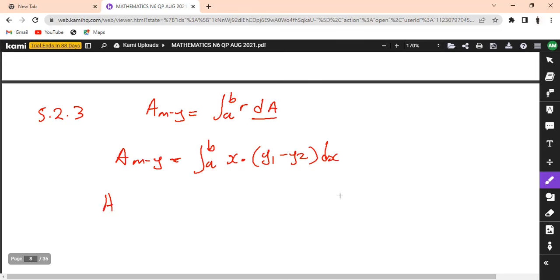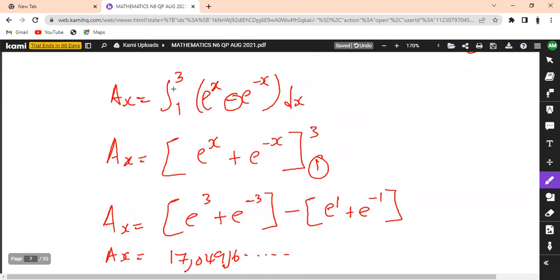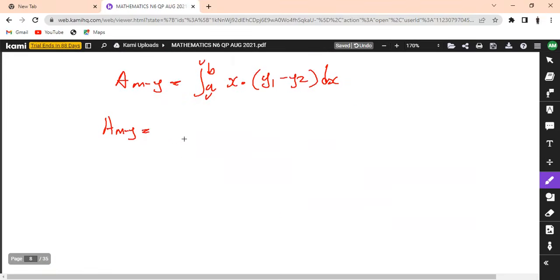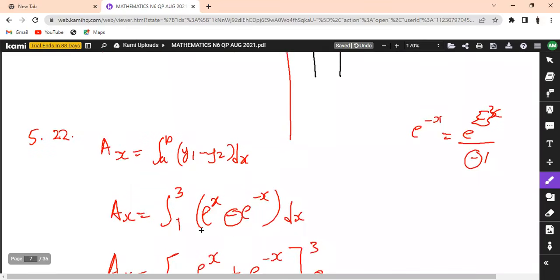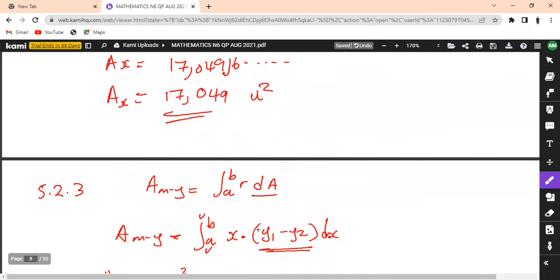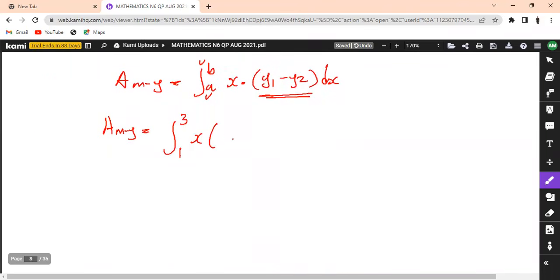So that means our area moment with respect to y is going to be, we have to substitute here a and b, which are those limits that we had, which was 1 and 3. So it's going to be 1 to 3, and we've got x times y1 minus y2, which is still the same that we had before: e to the exponent of x minus e to the exponent of minus x, with respect to x.